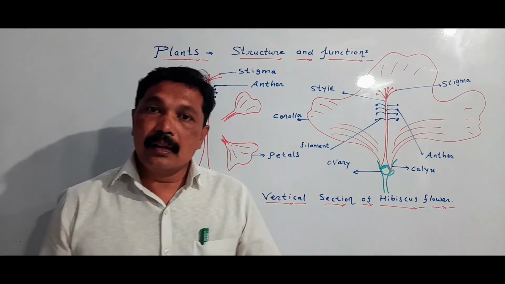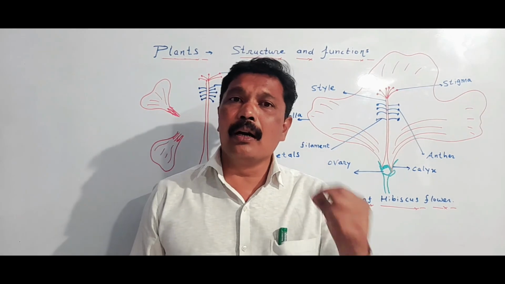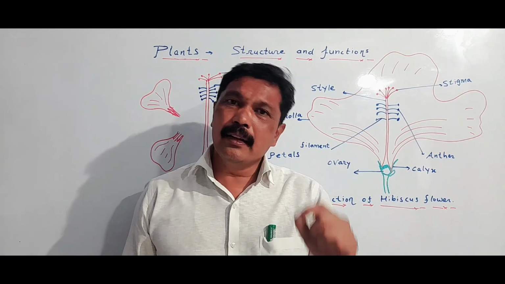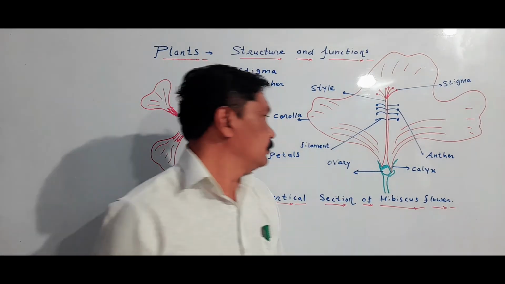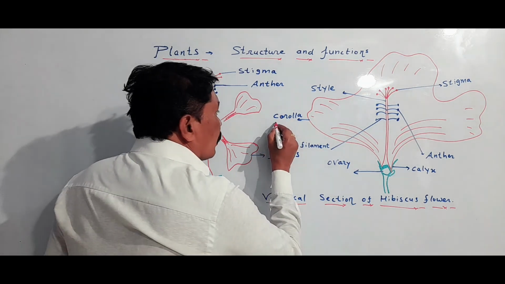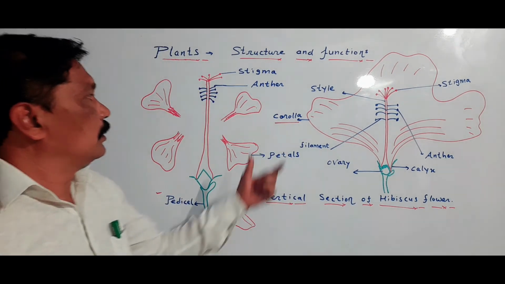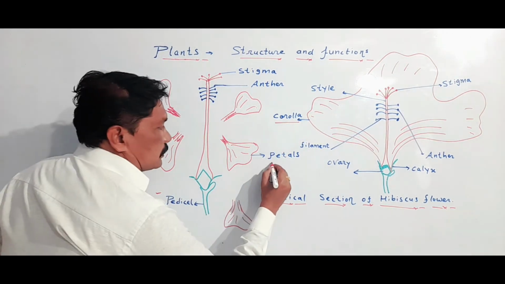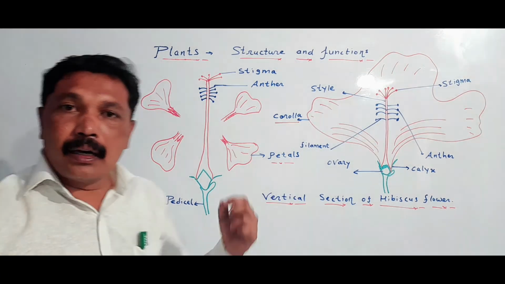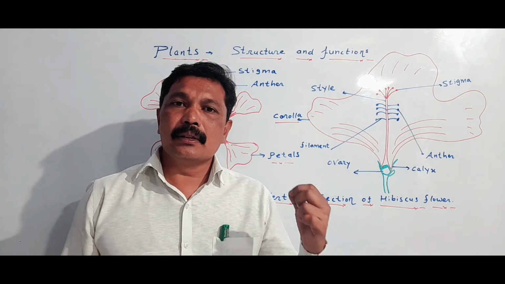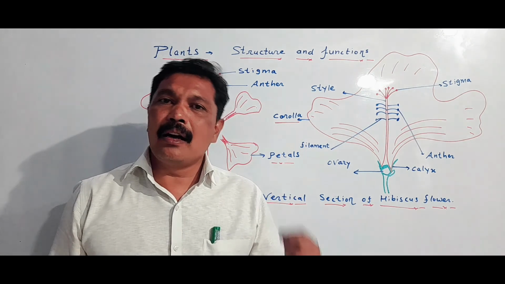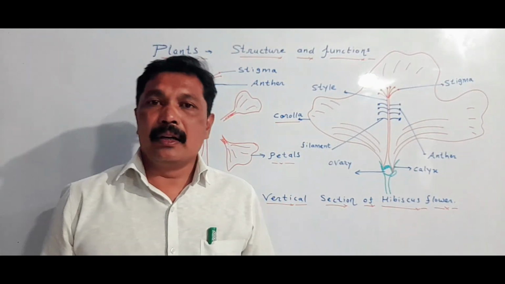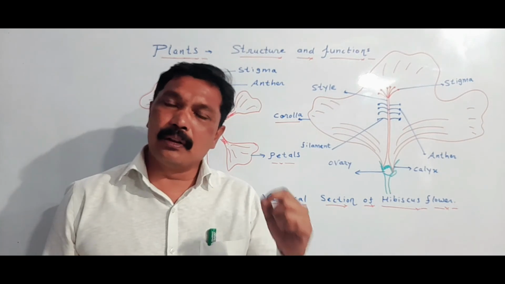Calyx. Calyx is the outermost wall of the flower. It is green in color. Corolla. Corolla is made up of petals. The petals of the flower are colorful and have different shapes depending upon the flower.